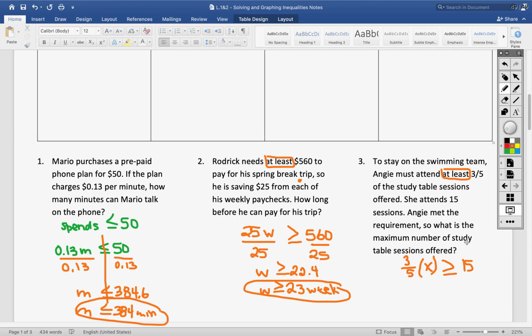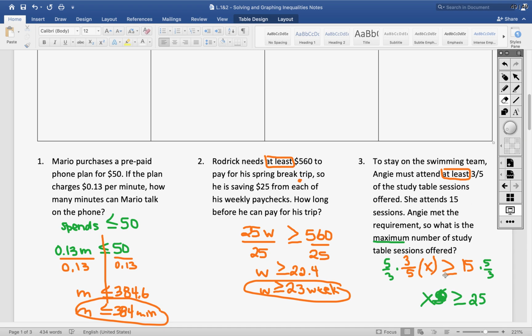So when I have fractions, remember, I multiply by the reciprocal. What is the maximum number? Sorry, it would have to be minimum number because the number of sessions is at least 25. Nope, that would be the maximum because she has to attend at least.